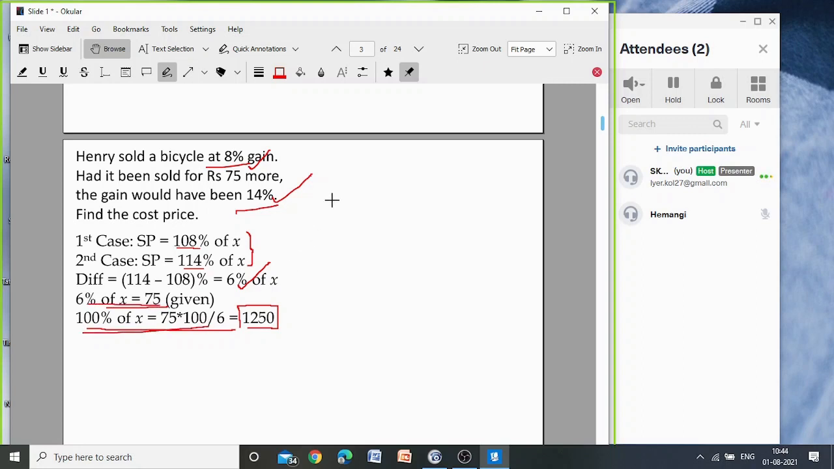So 6% is 75. So how much is 100%? So in exam you won't be writing all this. You'll be directly saying 8%, 14%. So 6% is 75. So how much is 100%? That's all you'll be doing. You won't be doing all the steps, because you only have to choose the answer. So 1 will be how much and 100 will be how much. So 100 will be 75 by 6 into 100. And the options will be given. You can take the option.